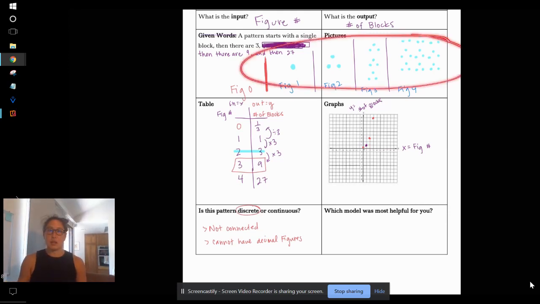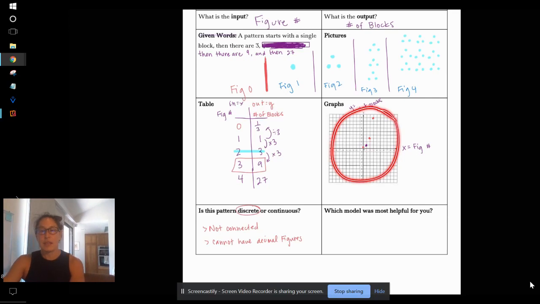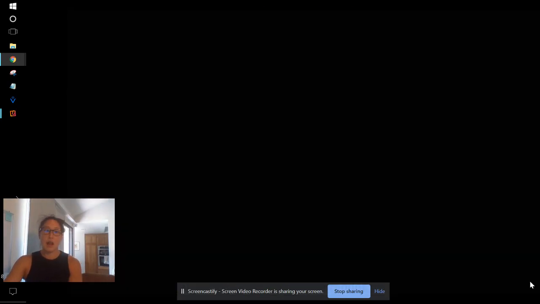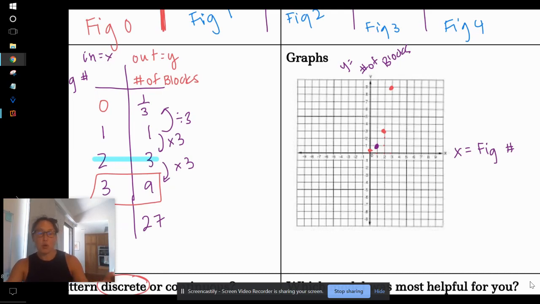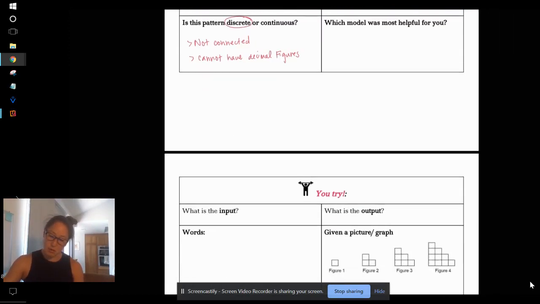Also, the pictures help me see how the pattern was growing. The graph helps me see how the pattern is growing because I can see that between each one of these dots from here to here, there's less space than the height between these 2 dots and the height between these 2 dots. So the graph is growing more and more as the figure numbers are growing. Okay, so up to you what you put, but go ahead and write something.